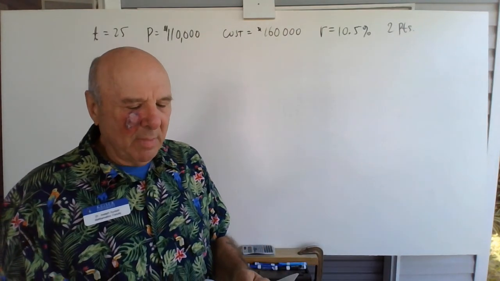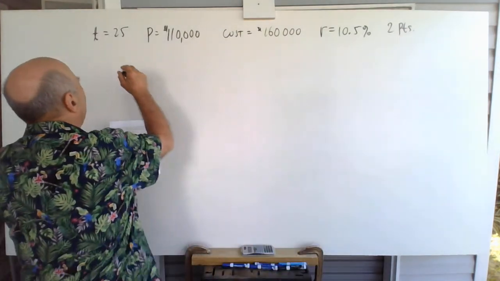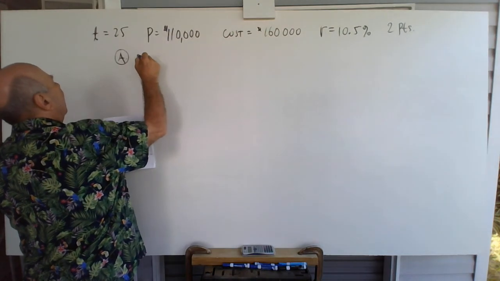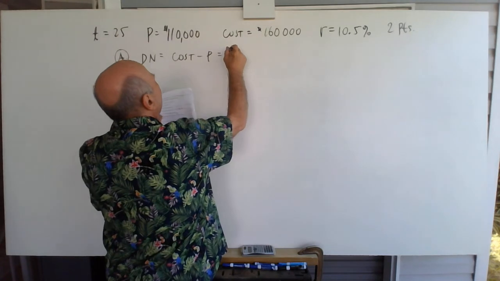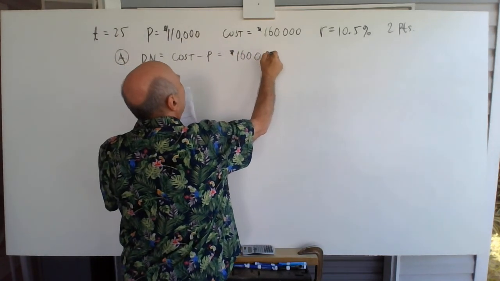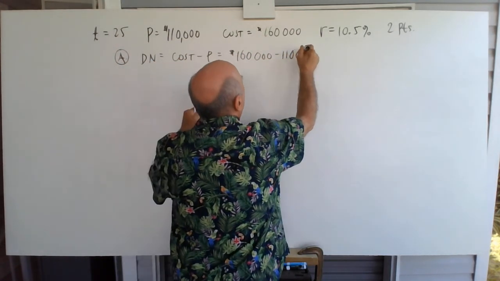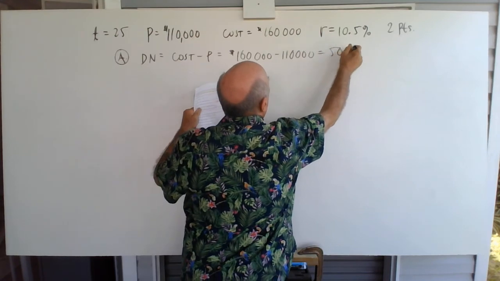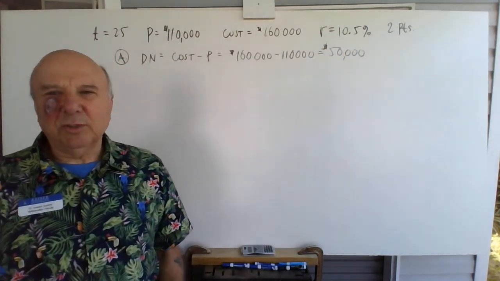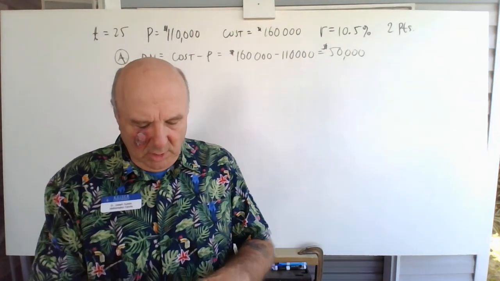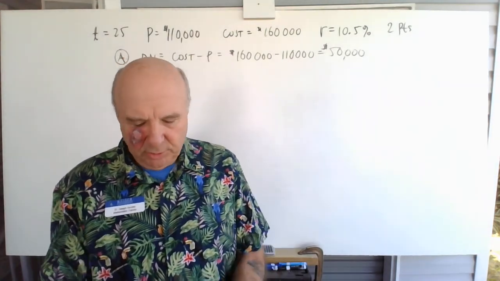So determine the amount of the down payment. That equals the cost minus the principal. So that's 160 minus 110. Clearly the difference was $50,000. So they put $50,000 cash down on the house.